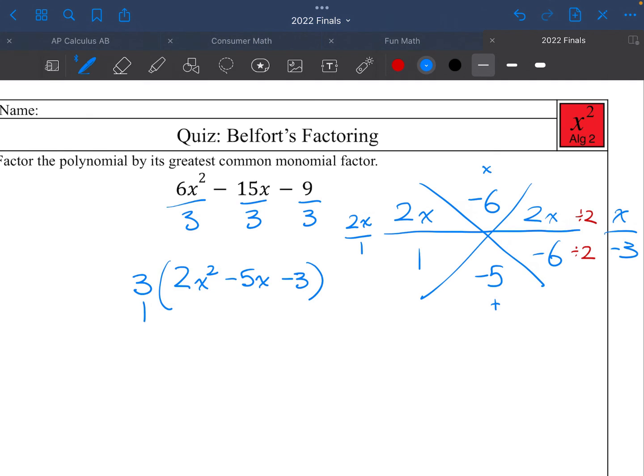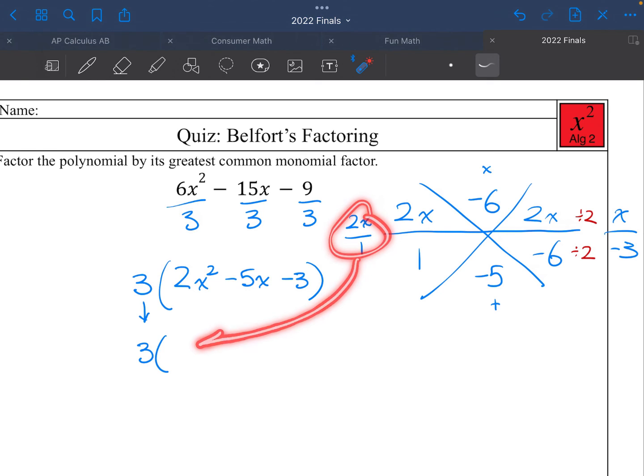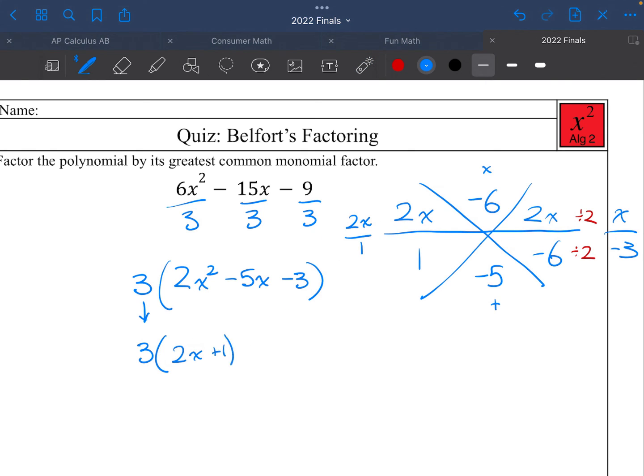Don't forget that that 3 is going to be brought down still again. So that's going to be 3 times, and then I have this 2x minus 1 is going to come down here, right? So I'm going to have 2x plus 1. And then this x minus 3 is going to be brought over here. So I'm going to say this is going to be x minus 3. And there is our final answer. We will box it.